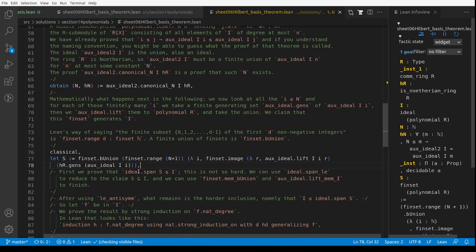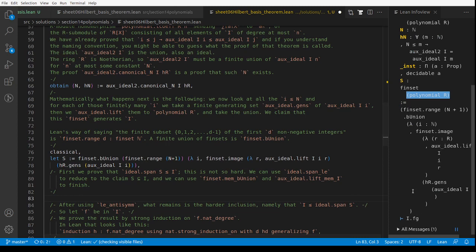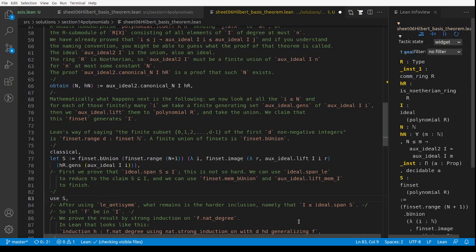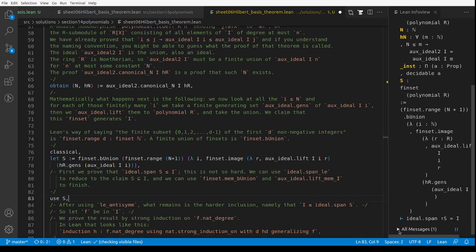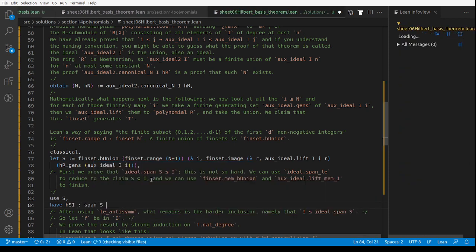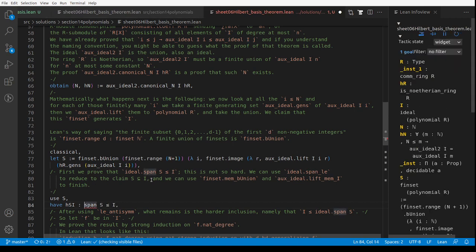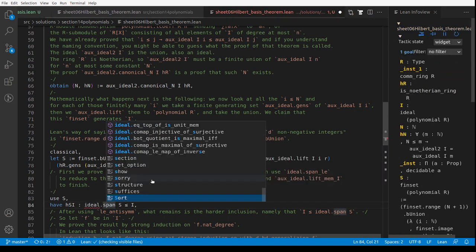So that's the set that's going to work, right? Our goal. What's our goal? Our goal is that I is finitely generated, so we can use S. Will that work? Yeah. And so now we've got to prove that the span of S equals I. And so first we're going to prove that the span of S is less than or equal to I. So let's have HSI. I claim that span of S is a subset of I because, oh, rotten luck. What's this ideal dot span? What was the goal?